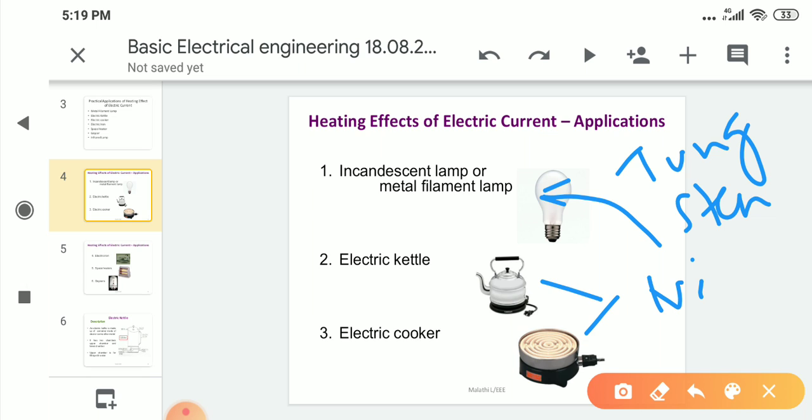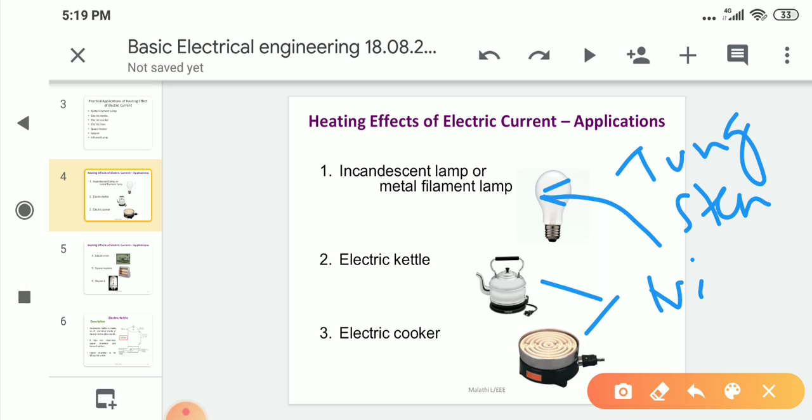So the rated life of a filament lamp is 1000 working hours, as we discussed. These are available in different power ratings: 15 watts, 24 watts, 40 watts, 60 watts, 100 watts, like that. The next application is the kettle. We have also studied this kettle.